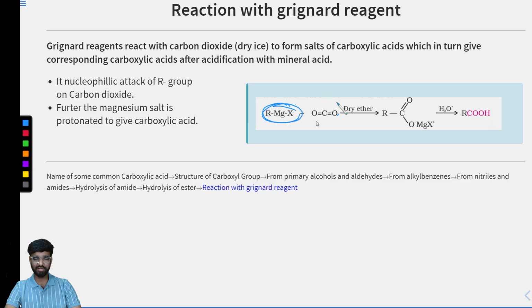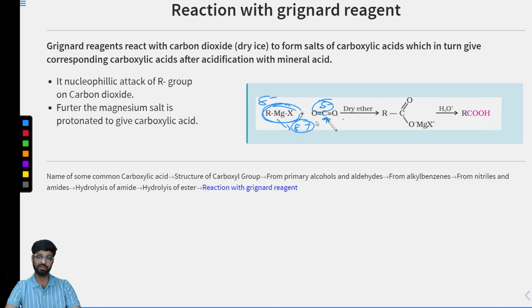Although this thing is inorganic, the main point to notice here is that this carbon is a vulnerable spot and a very good electrophile. This is a very good nucleophile because this R has a negative charge, as it is attached to a metal which has a positive charge. Now this R minus will attack on this center.